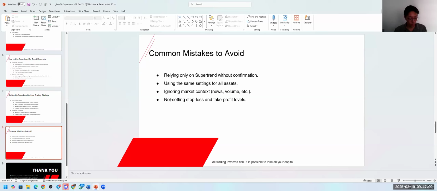And then you must be able to analyze news as well. Volume not so much, but news is important. Try to avoid those very impactful news.